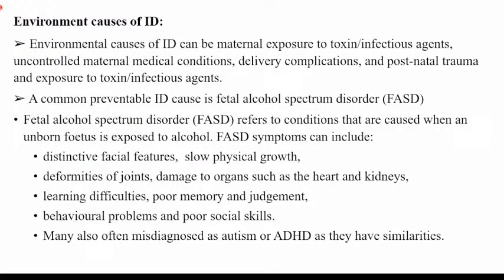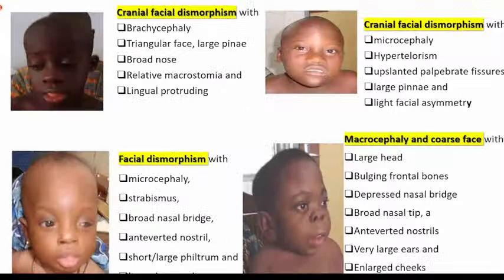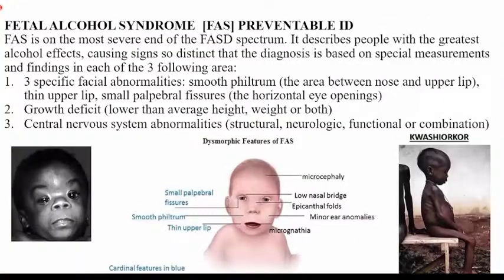so on. Yeah. So many of these acquired causes can be prevented. A common preventable intellectual disability is that caused by fetal alcohol syndrome. So congenital hypothyroidism, you look at the slides later. These are more of the genetics. Kwashiorkor.